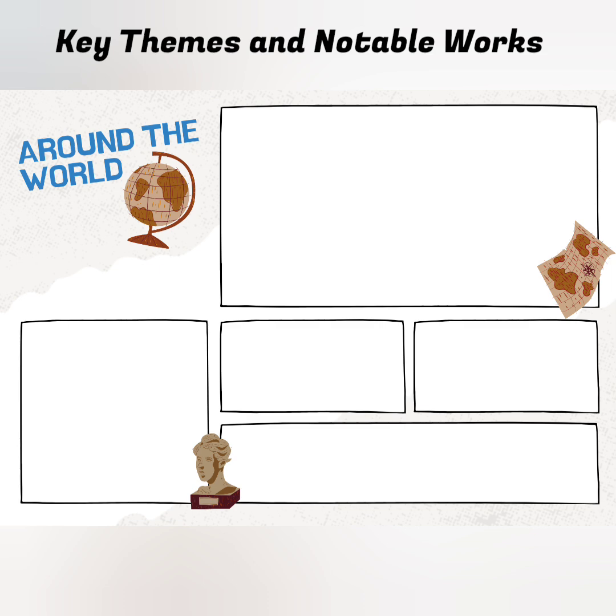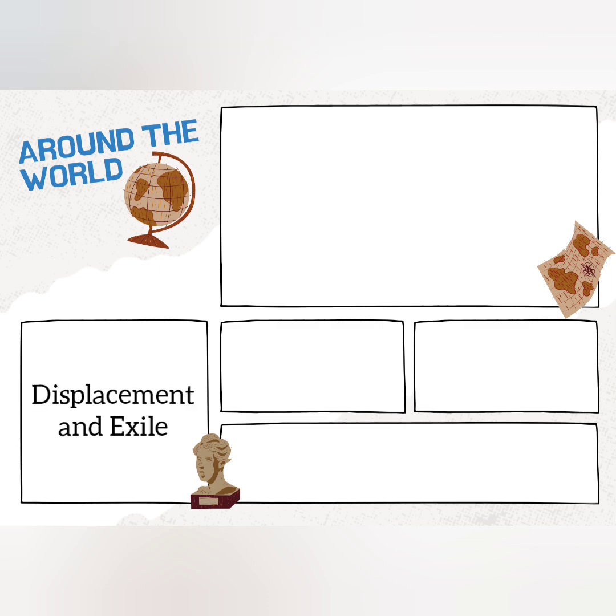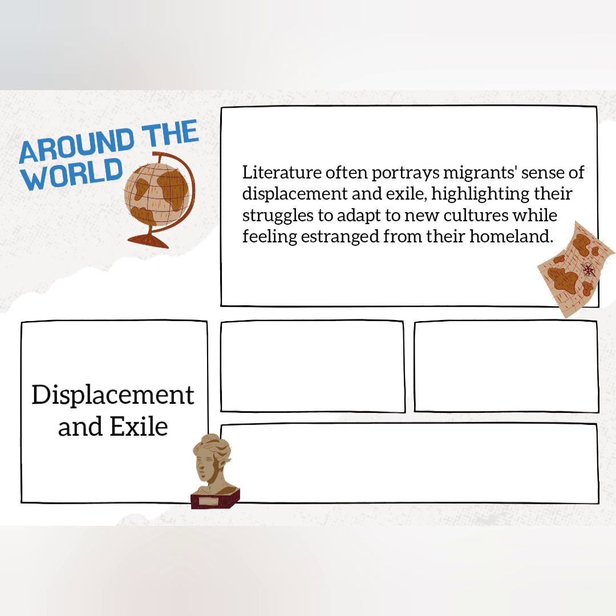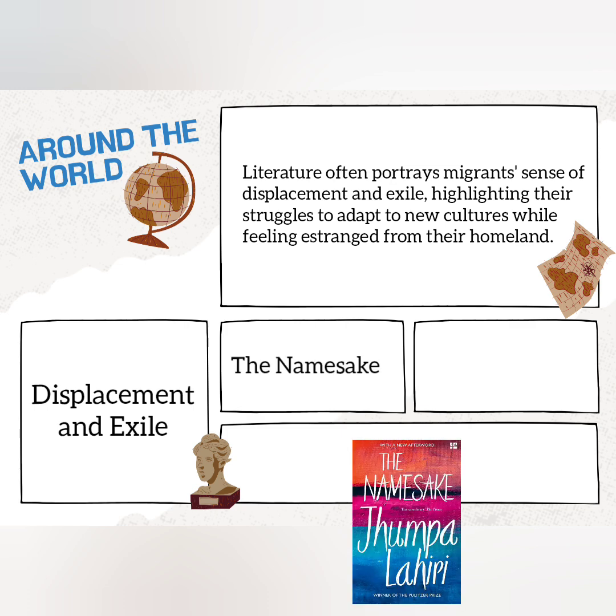Key themes in migration studies: displacement and exile. Literature often portrays migrants' sense of displacement and exile, highlighting their struggles to adapt to new cultures while feeling estranged from their homeland. The Namesake by Jhumpa Lahiri explores a tension between cultural heritage and assimilation, following a family of Indian immigrants in the US as they navigate identity and belonging.